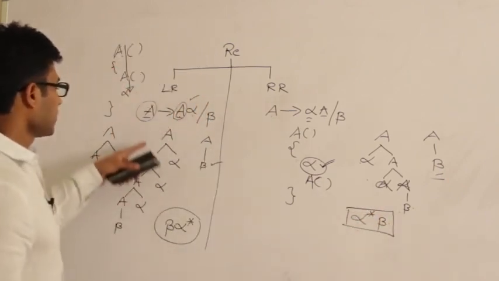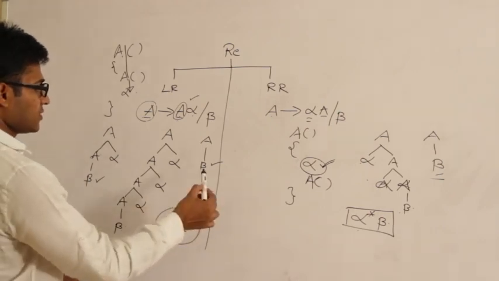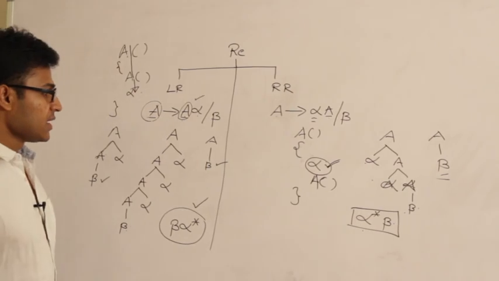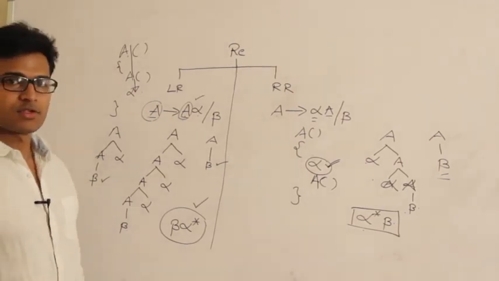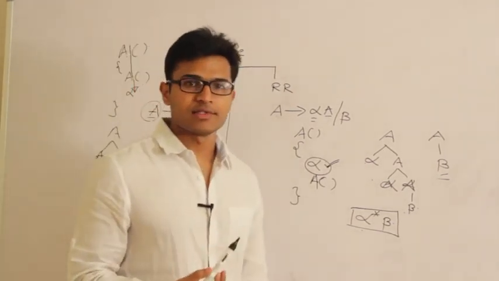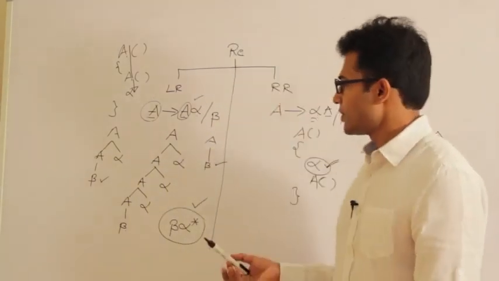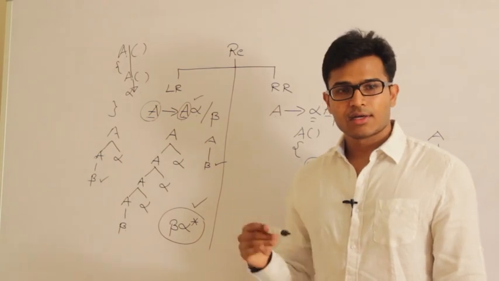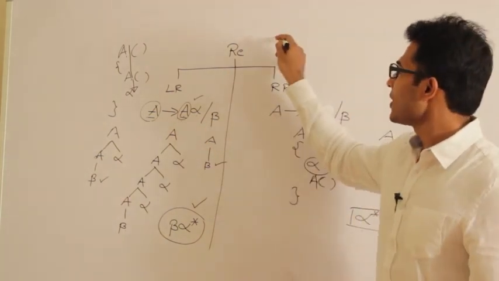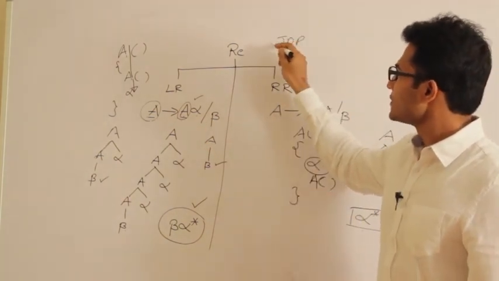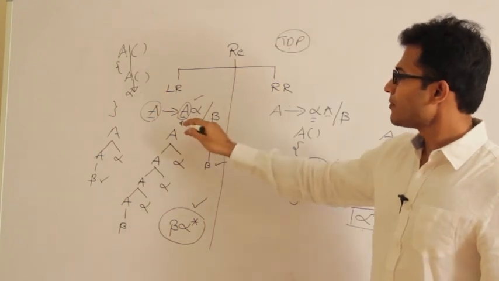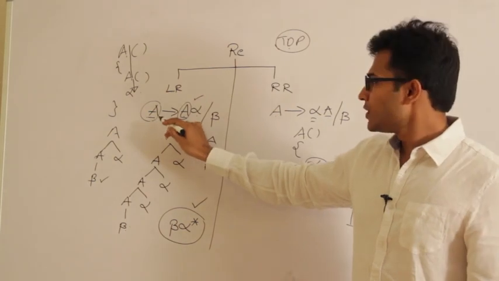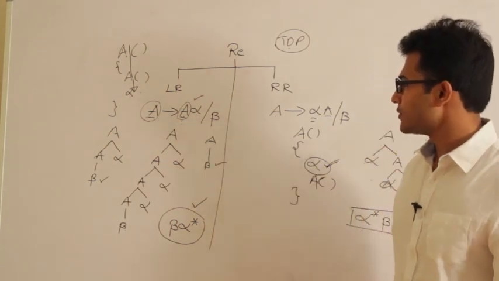If I use a left recursive grammar, I am going to get this language, but if I use a right recursive grammar, I am going to get a different language. Most of the parsers, especially the top-down parsers, don't work properly if the grammar is left recursive. There are two types of parsers, we shall see them later, but there is a class called top-down parsers.